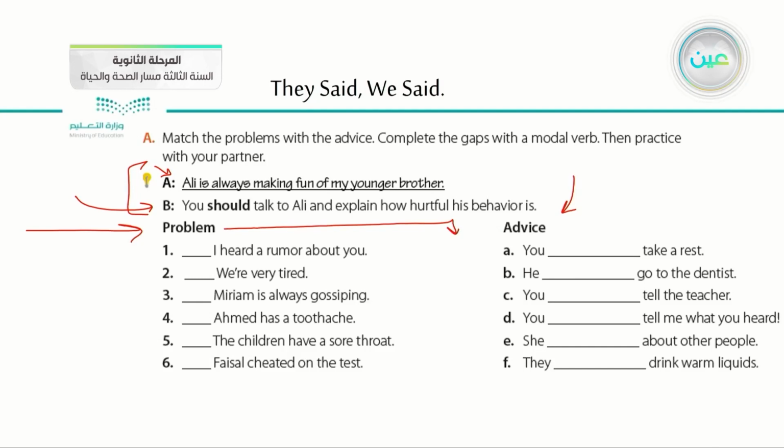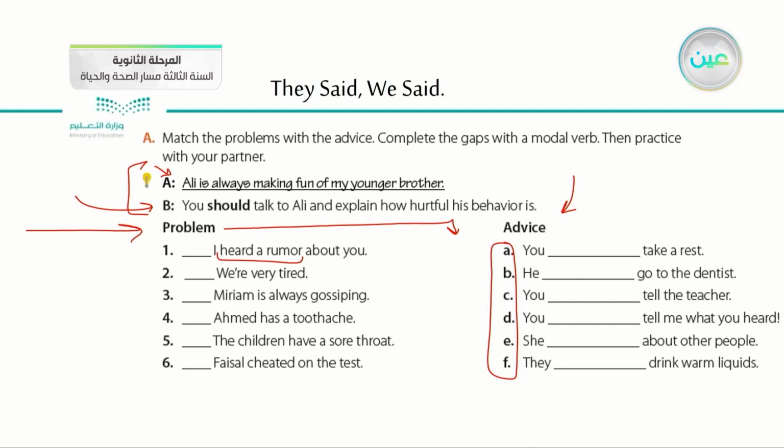Number one, I heard a rumor about you. Now we have A, B, C, D, E, F. We need to choose one of them. To be able to choose the correct answer, we have to identify the key words. Now we have here, heard a rumor. Now let's go to the right side and read the answers so we can find the proper choice for number one.